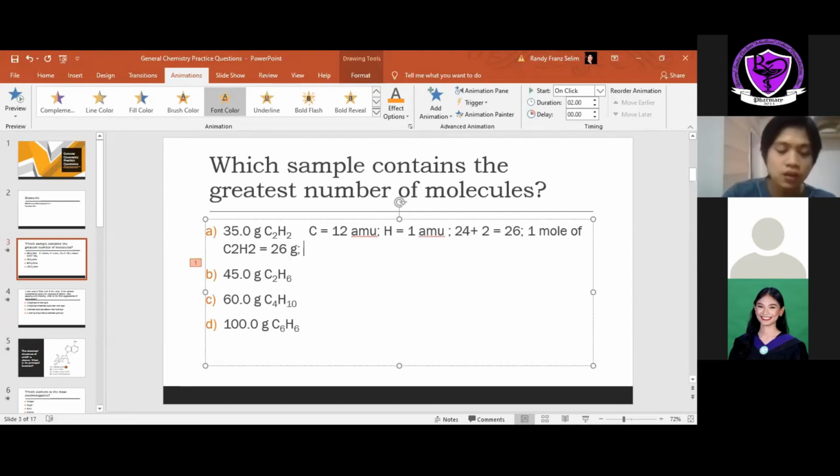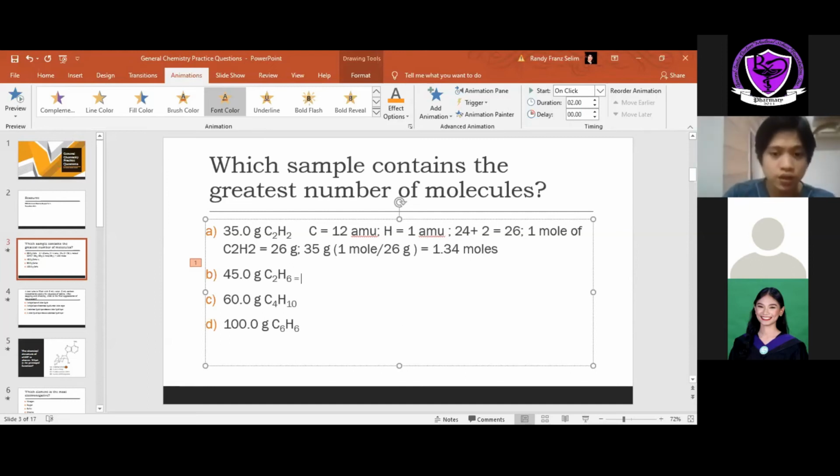So next natin gagawin, we're going to divide 35 grams of that substance into our factor, which is 1 mole is equal to 26 grams. 1.34 moles. Okay. Next, same process.